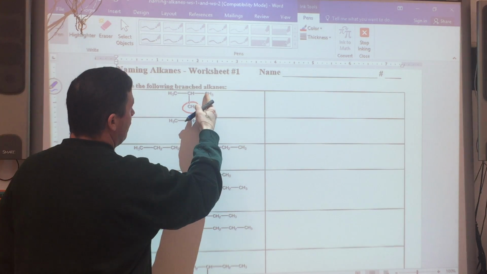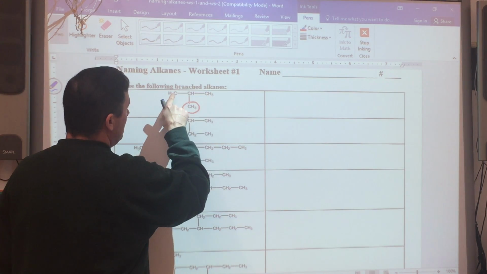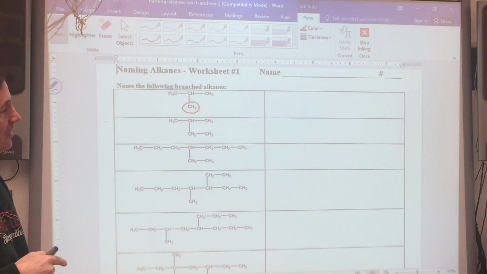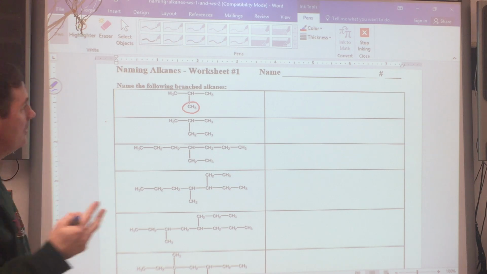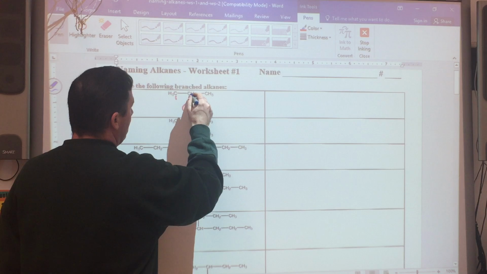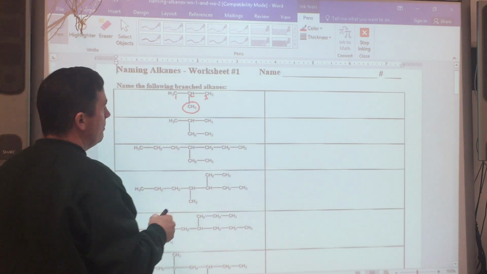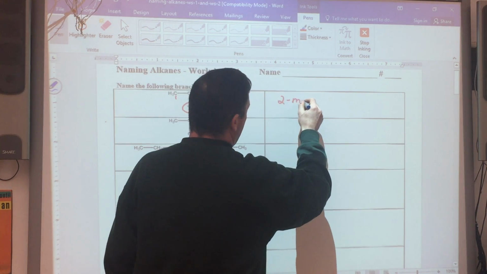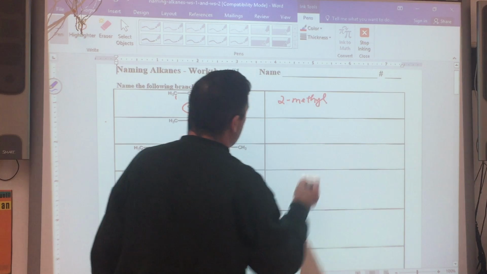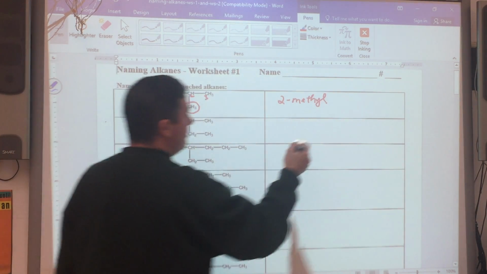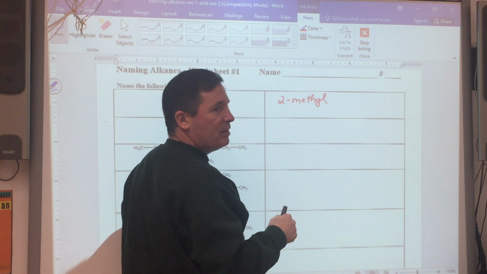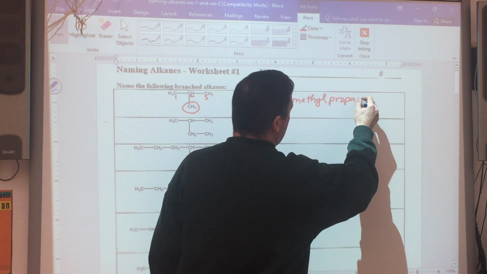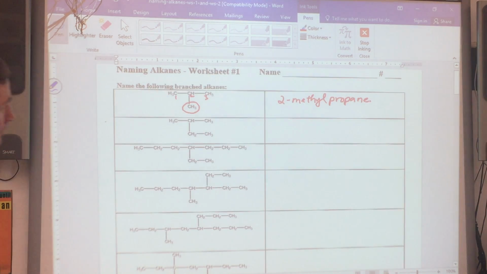So does it matter if I go from right to left or left to right? Let's see. 1, 2, 3. Either way, it doesn't matter because the methyl group is attached to the second carbon. So I'm just going to go from left to right. 1, 2, 3. And 2 is where the methyl group is. So 2-methyl. And what's my longest chain? 3 of them. The prefix 3 goes with prop. So 2-methylpropane. Okay?